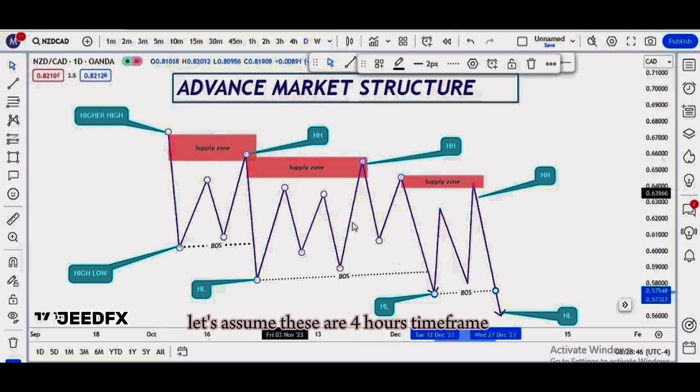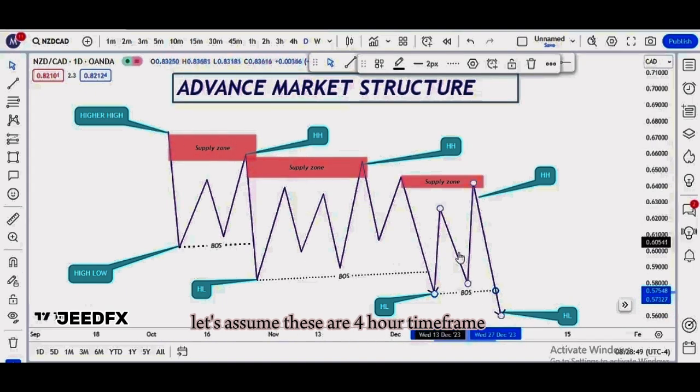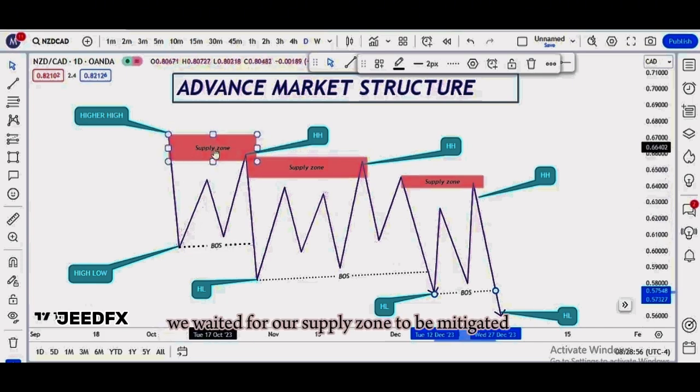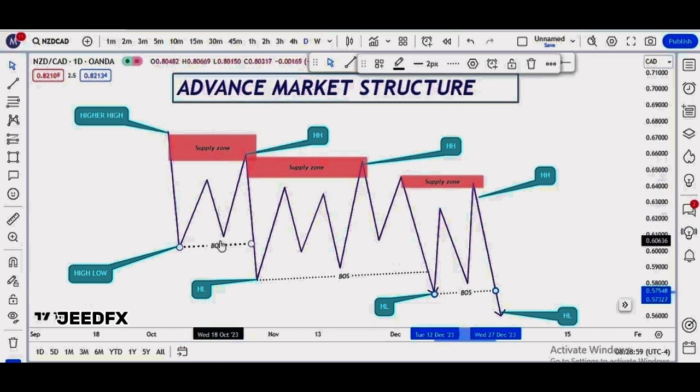Let's assume this is our 4 hour time frame. So what we do is we wait for our supply zone to be mitigated. If the break of structure here is not breaking, we are not entering any trade. This is where a lot of people get it wrong.